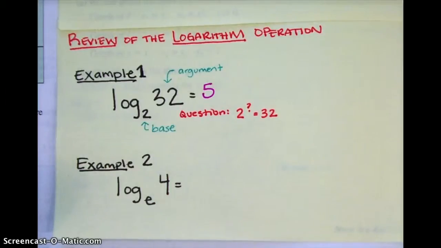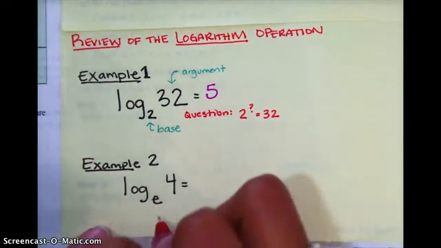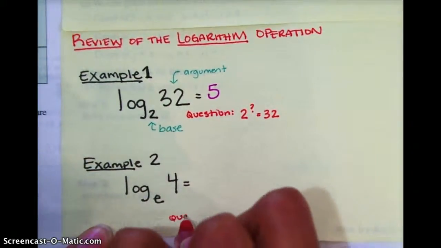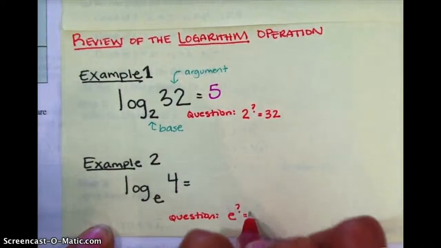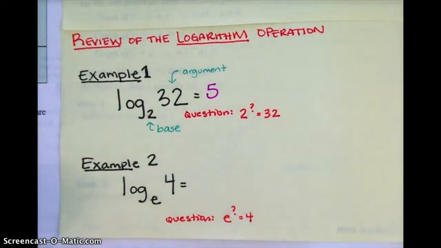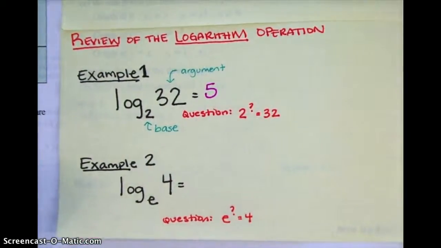In example 2, you'll notice that we have a base of e. Now, in the first question, 2 to what power equals 32 is a question that we could answer really easily. But if we come down here and think about the question for the second logarithm, which would be e to what power equals 4, this is no longer a question that we can just answer in our head. It doesn't mean that it doesn't have an answer.